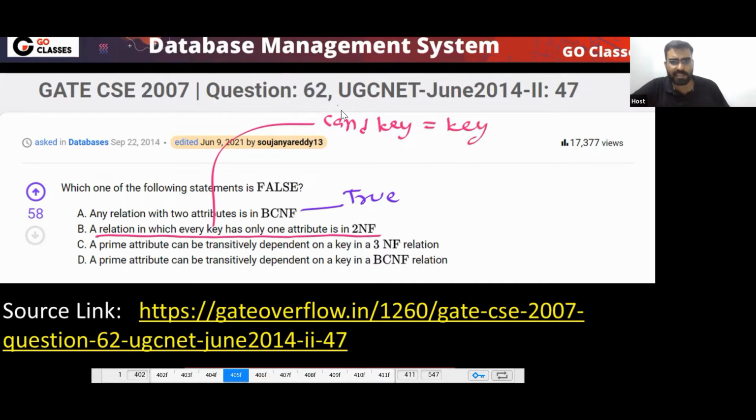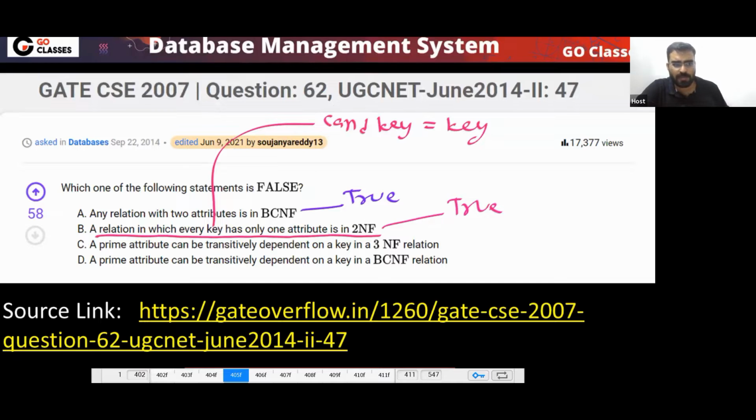If every candidate key has one attribute, then this is also true. Then it is in 2NF, because now you cannot create a partial dependency where a candidate key determines a non-prime attribute. In this situation, you cannot create a proper subset of a candidate key.